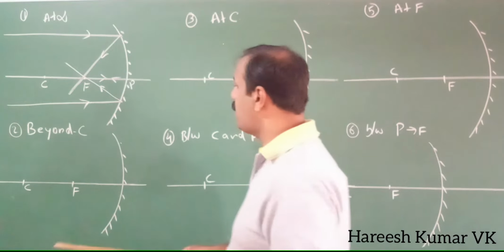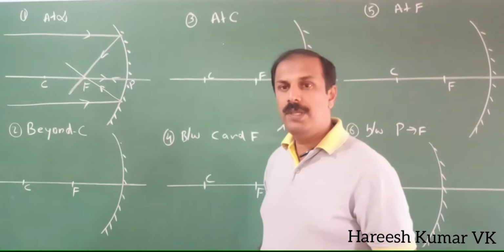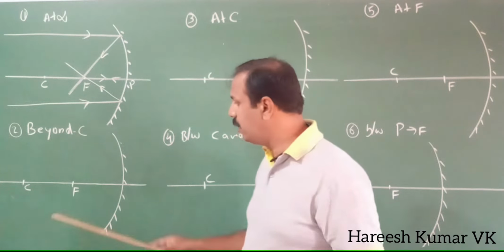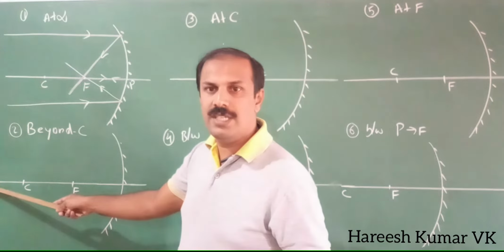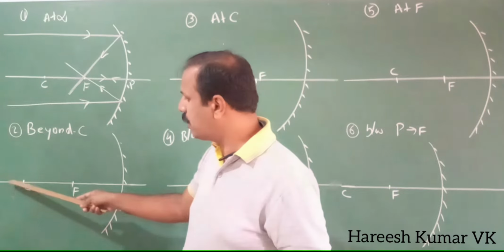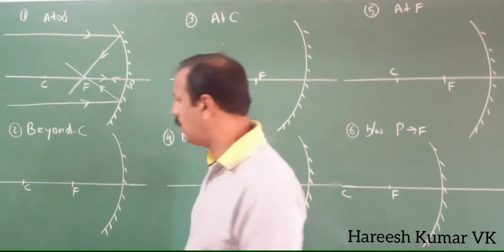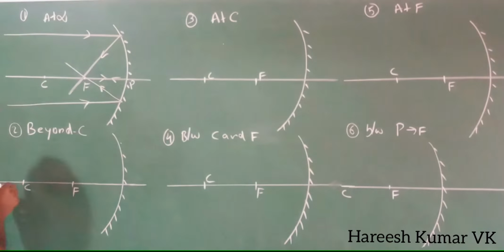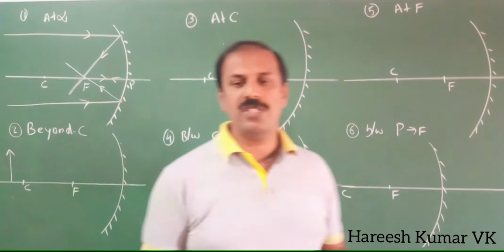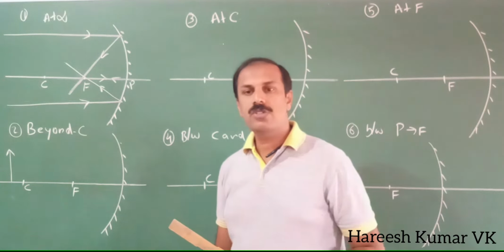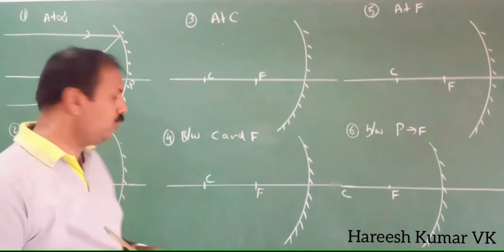Now we will move to the second case, when the object is beyond C. You can see here, this is F and this is C, and beyond C means a little bit after C here. It should not go off the screen, so I am drawing somewhere near to C itself. So it is beyond C. If the object is at a distance beyond C, how will the light come? We can draw two lines.